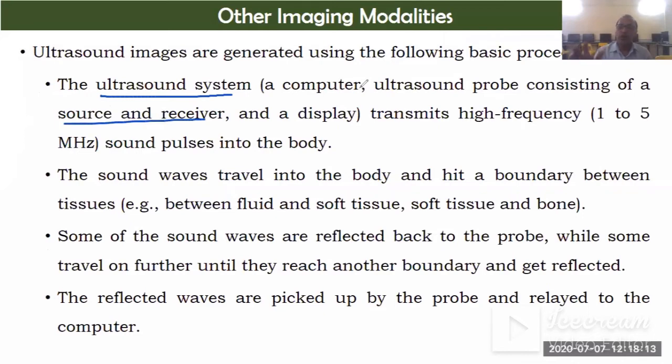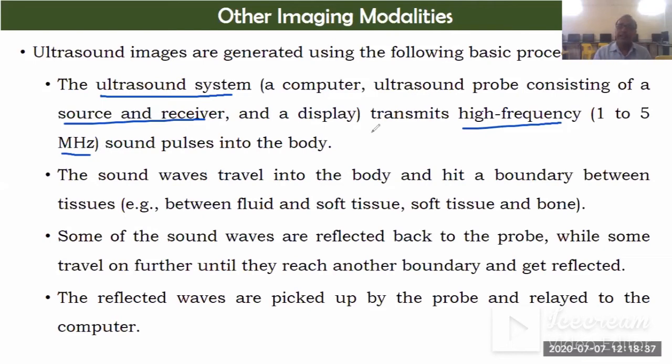The ultrasonic probe is used to send and receive the signals. It can transmit high frequency, 1 or 5 megahertz. In the previous example, it was only 100 hertz, whereas here it will be a megahertz frequency. So this frequency will be transmitted into the human body.